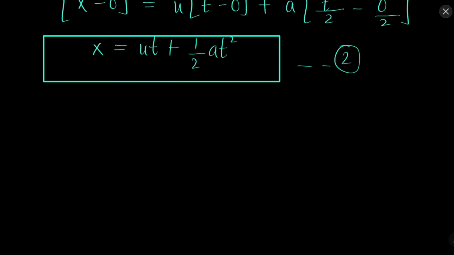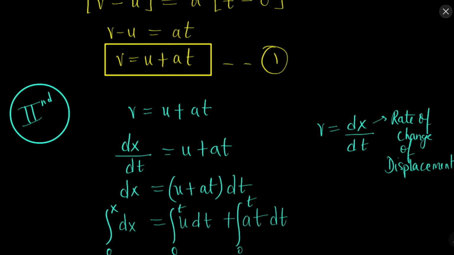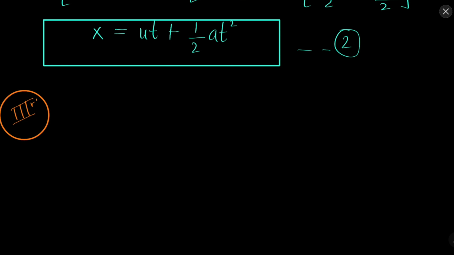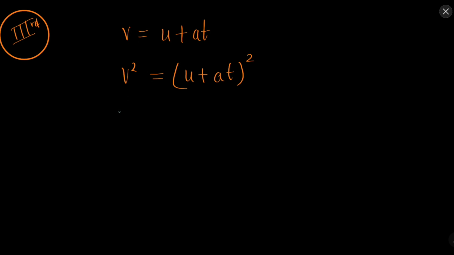Now let's start with the third equation of motion. So for the third equation of motion, what can I do? I can do one thing. I'll again use the first equation of motion, that is v equal to u plus at. Now I'll square both the sides. So I will get something like this.